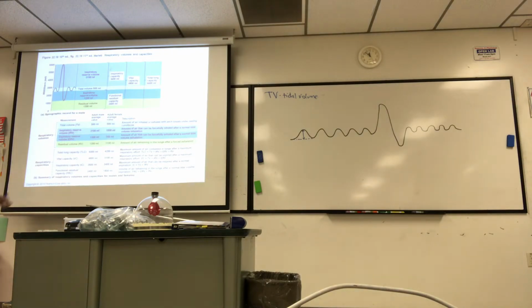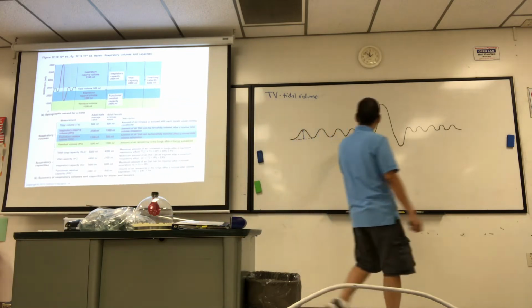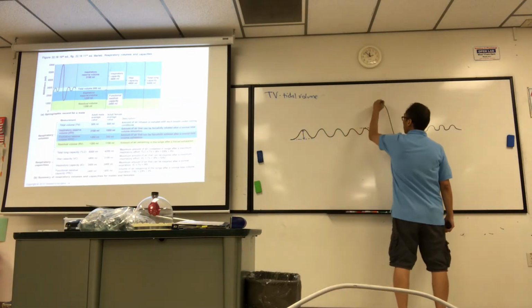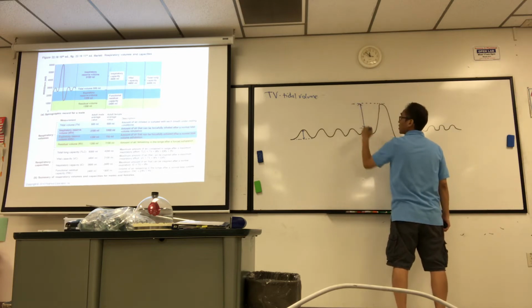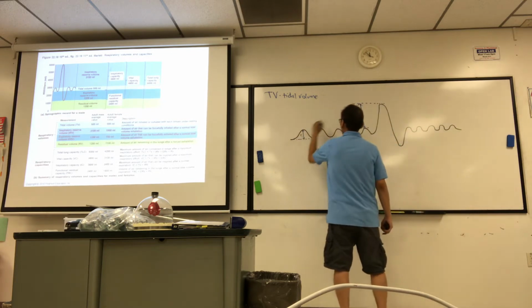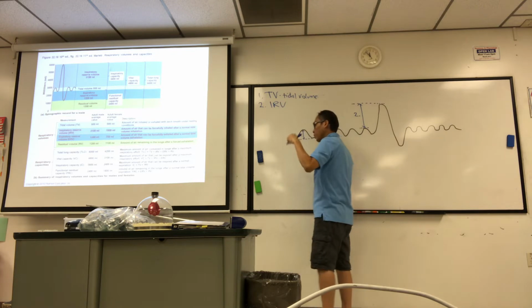Okay, now you take a normal breath in, you have some reserve. You can take a deeper breath beyond that and breathe all the way in. And that reserve is called your inspiratory reserve volume. So here's the top of a normal breath in, but there's your max breath in right there. So that difference, call this number 1, call this number 2, IRV. That's your inspiratory reserve volume.